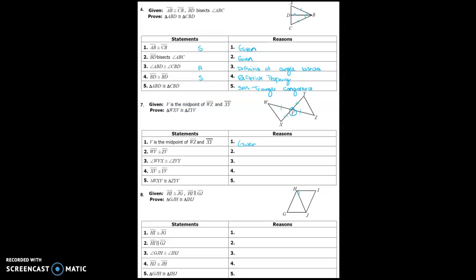So this first one, V is the midpoint of WZ and XY. That's given to us as always. And the second one, WV is congruent to ZV, is because it is the definition of midpoint. And then the angle WVX is congruent to angle ZVY. This is because they're vertical angles. And then the length XV is congruent to YV, and that's again because of the definition of midpoint, and that's our final side. So we have SAS there. And because we've shown the side, angle, and side are all congruent, we know that those two triangles are congruent. So SAS congruence theorem. All right, so what I want you to do is try this next one on your own, see what you come up with.